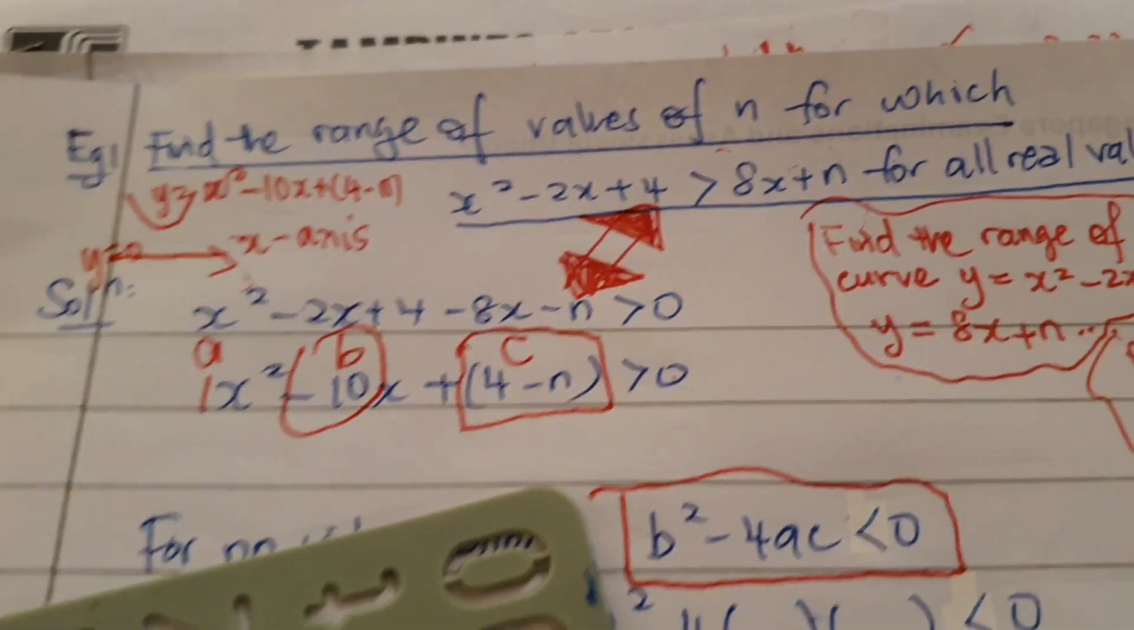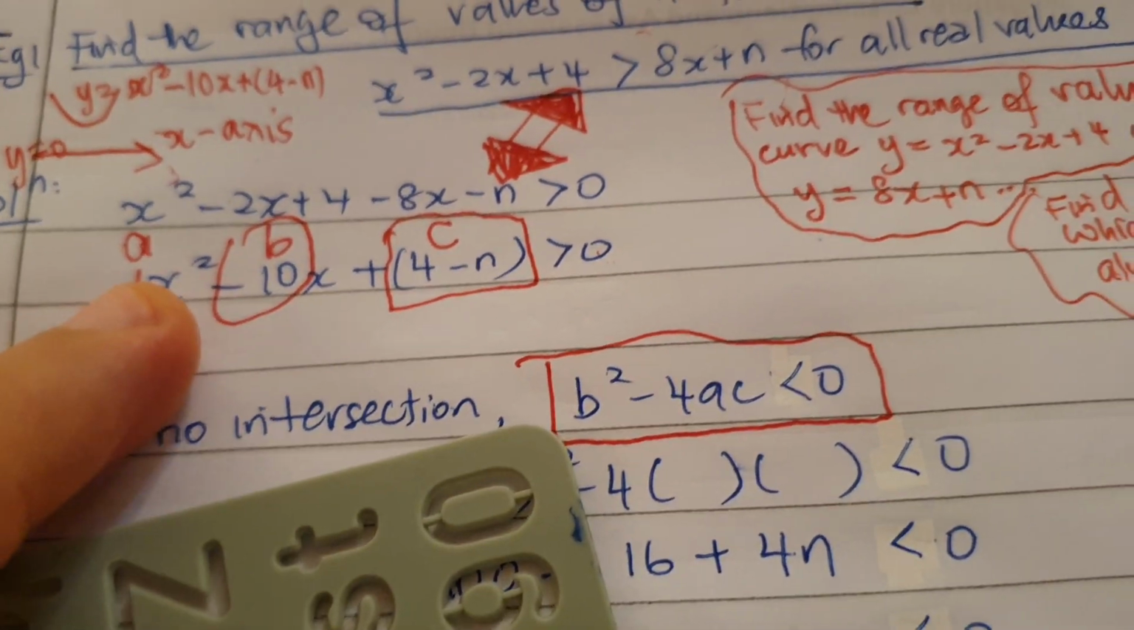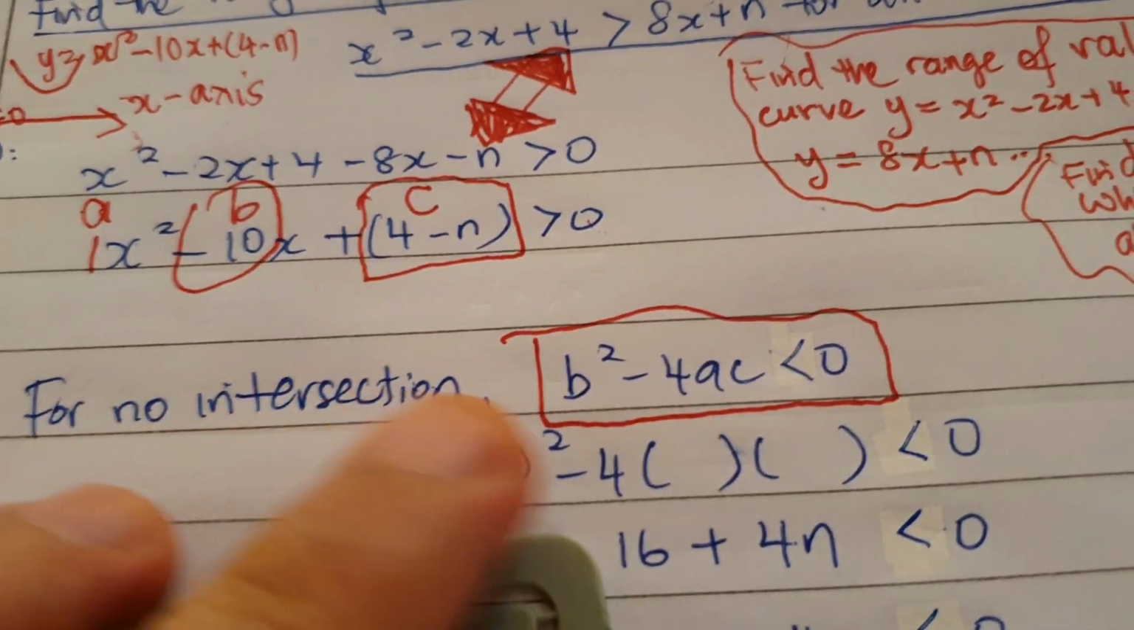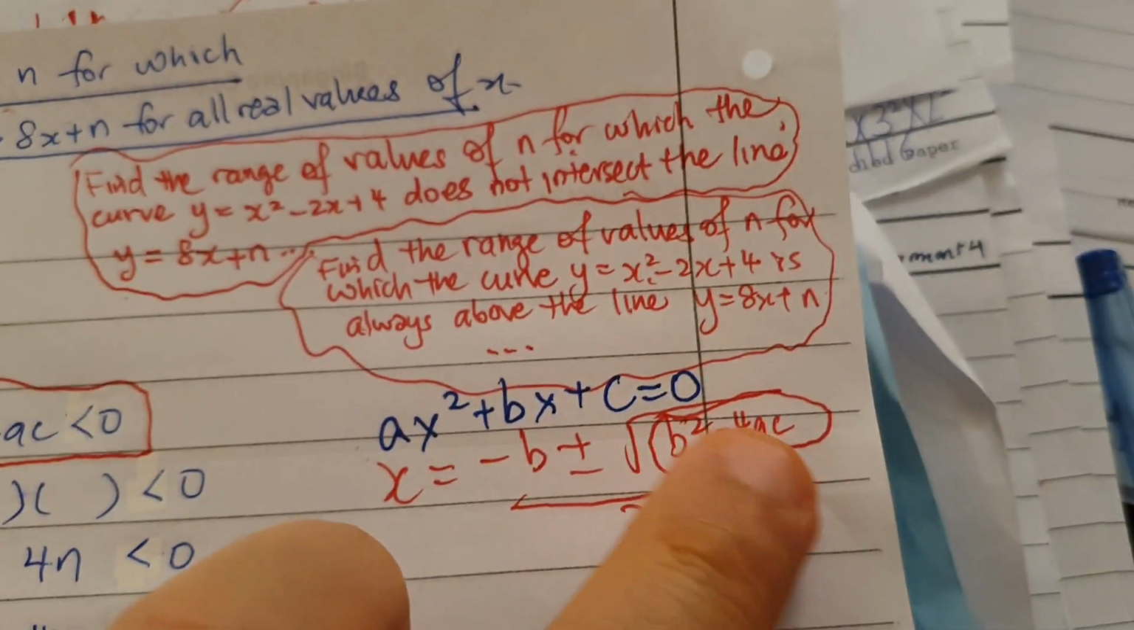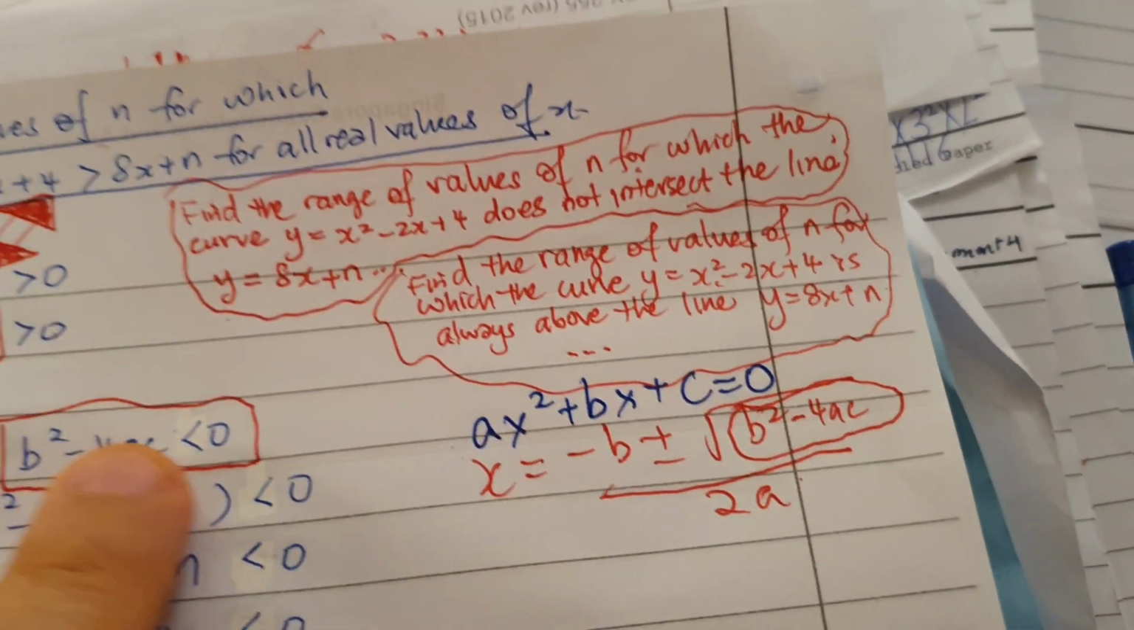Okay, now once you have understood this part, I'm going to go on. So it means that there is no intersection, right? And with no intersection, you know that inside the square root is a negative number. That means this must be less than 0.